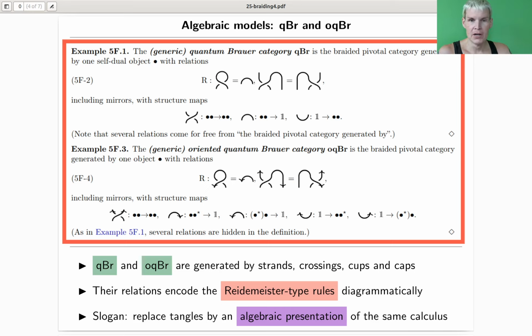Okay, and the way we describe it in quantum topology is we use algebraic models, because we like categories and algebras. That's essentially what we like. We don't like anything else. And the way I usually do this is I have this thing that I call the Brauer category, because essentially Brauer did this first in the 1930s.